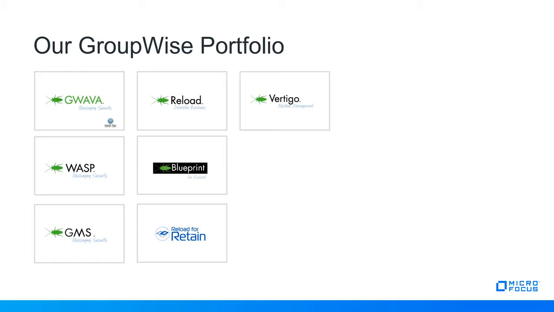Then we have also Vertigo. It's the solution for mailbox management. And the next one is Redline. Redline is a monitoring tool. Last but not least, we have Reveal. With Reveal, you can read the mails from your employees. So I think this was our portfolio. Let's speak a little bit about Retain.